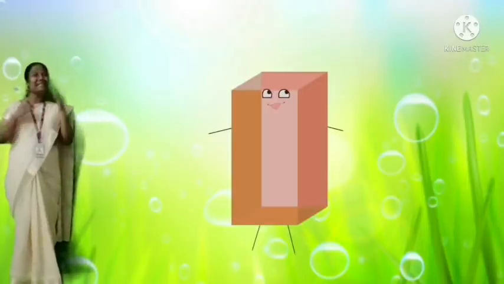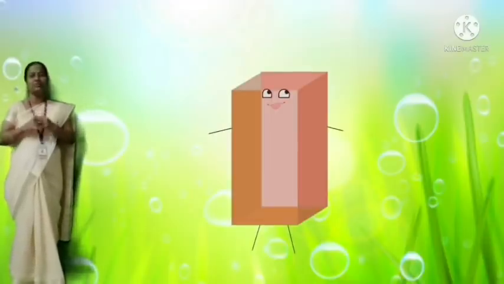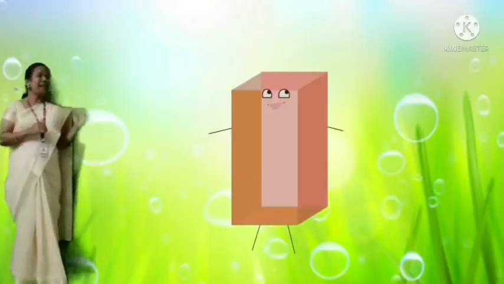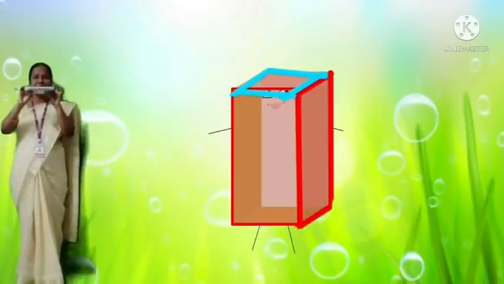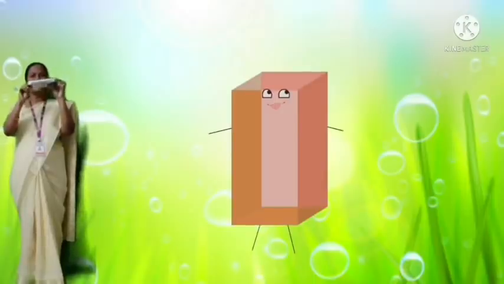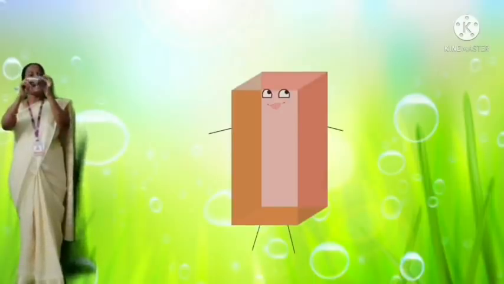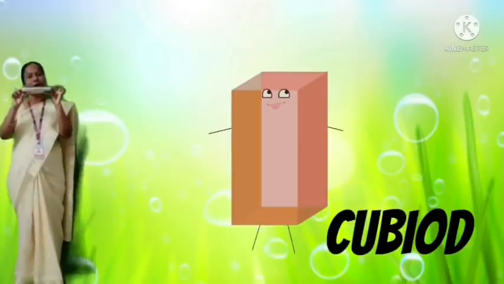Now, what exactly is this shape, children? It looks like a stretched out cube, isn't it? Well, if you look at the individual faces, they have a rectangular shape. But it is actually a combination of many rectangles. It looks like many rectangles have come together to give this shape. What do we call this shape? We call this shape a cuboid.